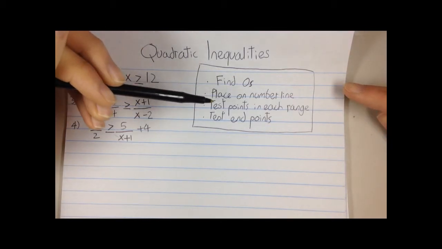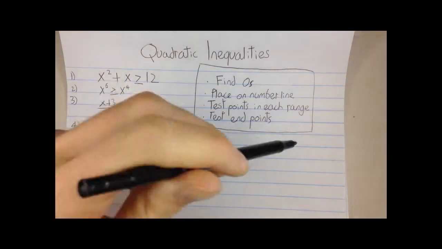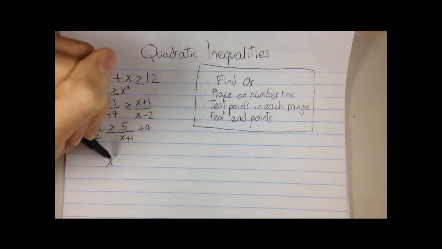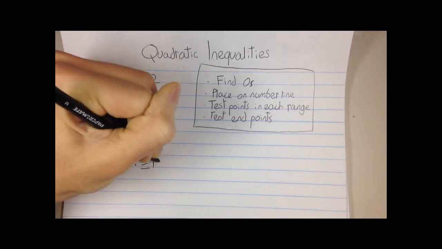You're going to place those points on the number line. You're going to test points in each range, and then you're going to test your endpoints. And after that, you'll have your answer. So I'm going to start off with this equation here, x squared plus x is greater than or equal to 12.